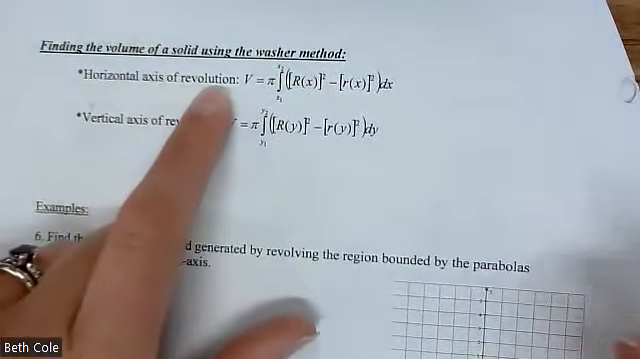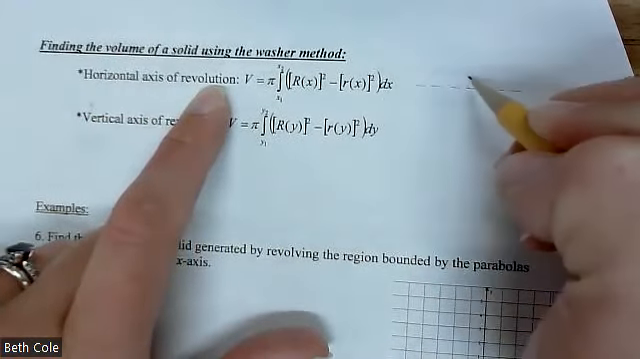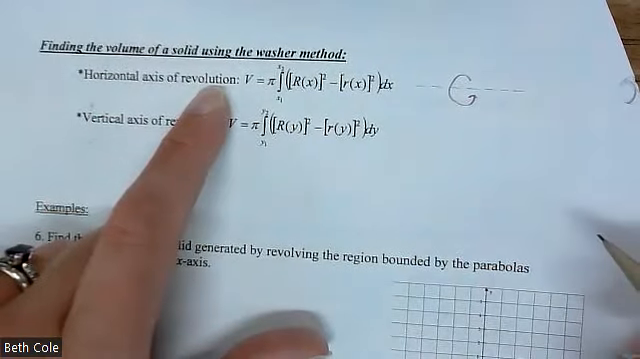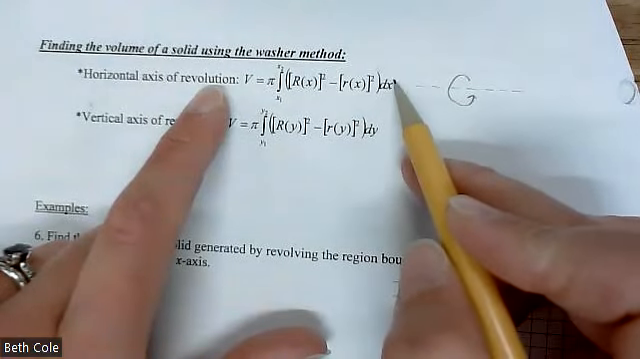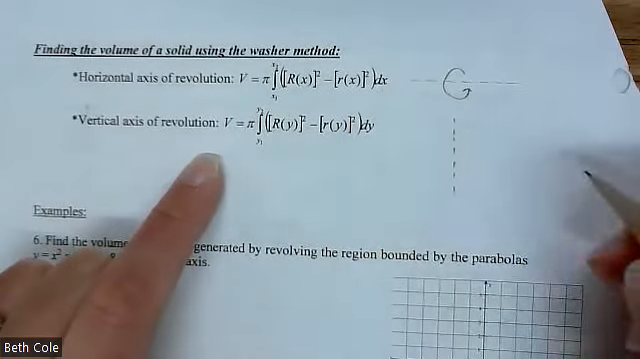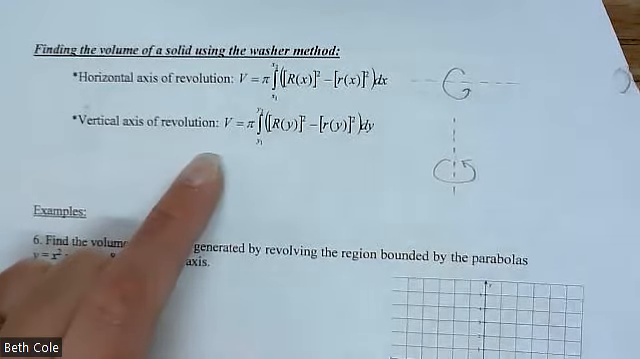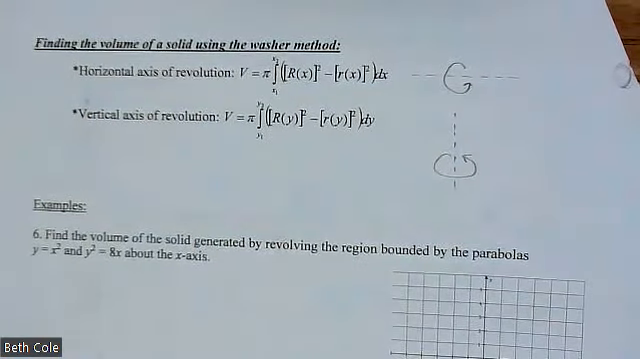If you have a horizontal axis of revolution, like the x-axis, if that's what you're spinning around, the x-axis or anything that's horizontal like the x-axis, that's going to be dx. And if you spin around a vertical axis of rotation, then that's dy. So if it's like the x-axis, it's dx. If it's vertical like the y-axis, it's dy.